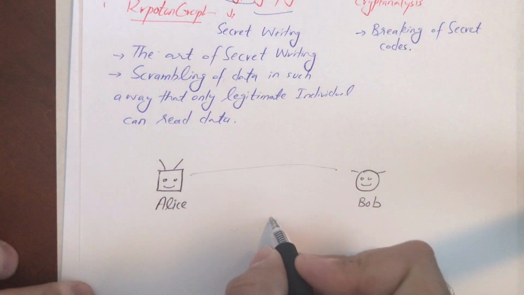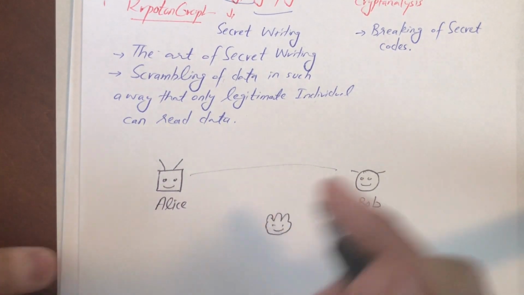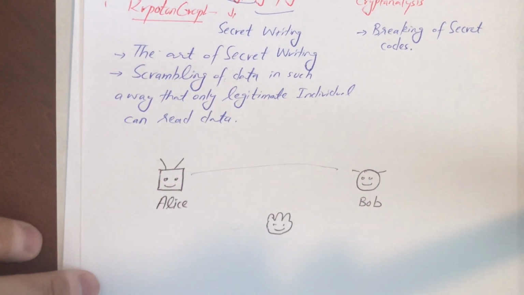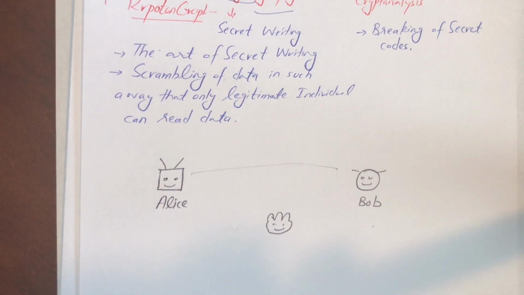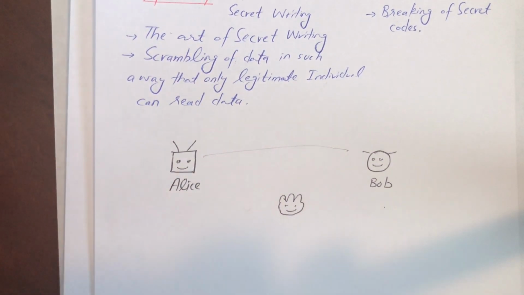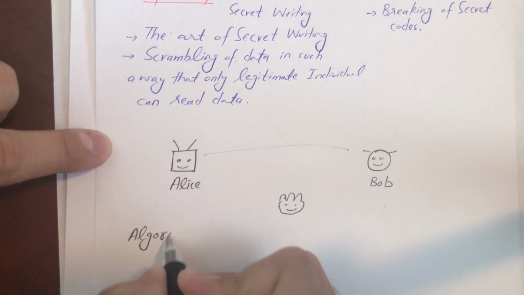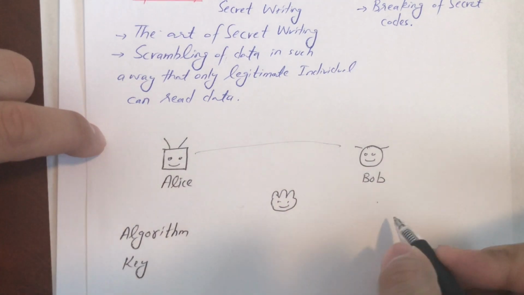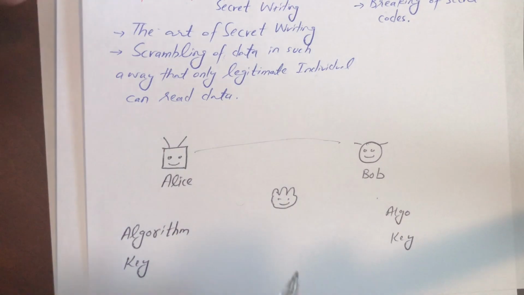There might be some intruders, some sniffers, and we don't want our data or messages to be sniffed. So what we're going to do is use cryptography, so only the legitimate parties, Alice and Bob, can read the data. In order to do that, Alice and Bob both have to agree on a secure algorithm. They need to know a key as well. So both parties have to agree on an algorithm and a key. That's basically how cryptography will work.